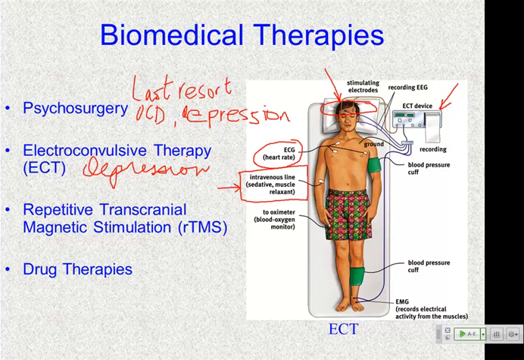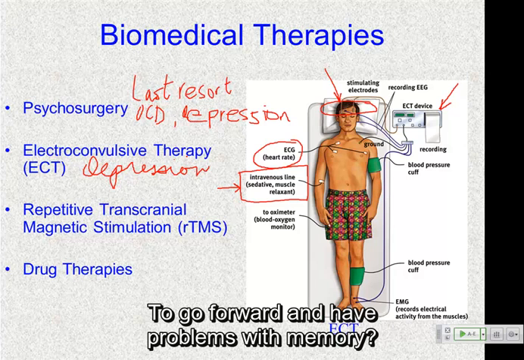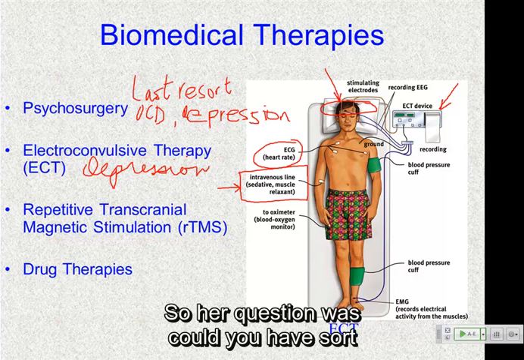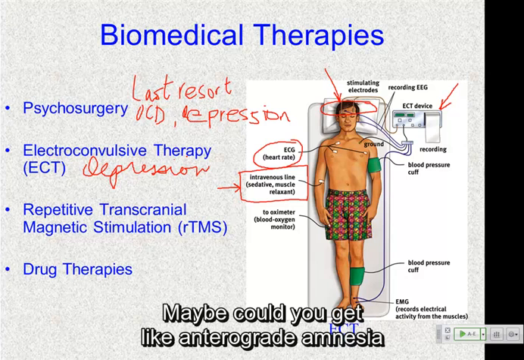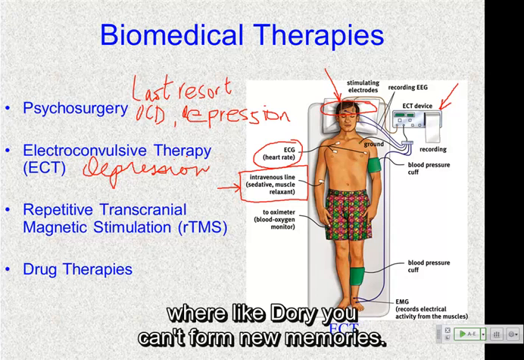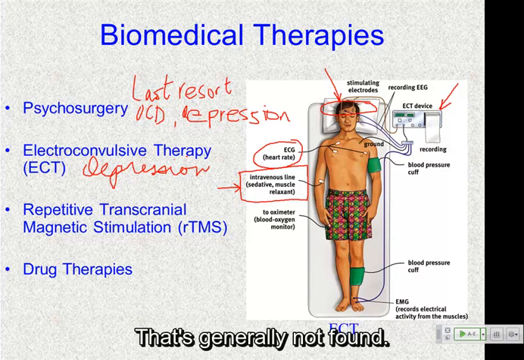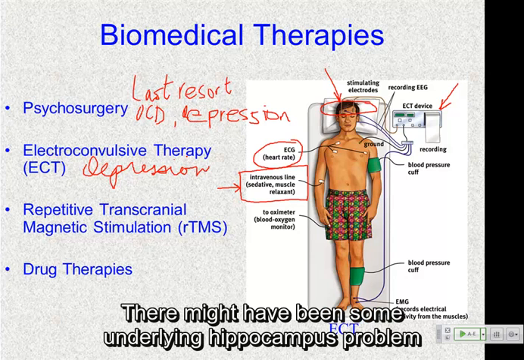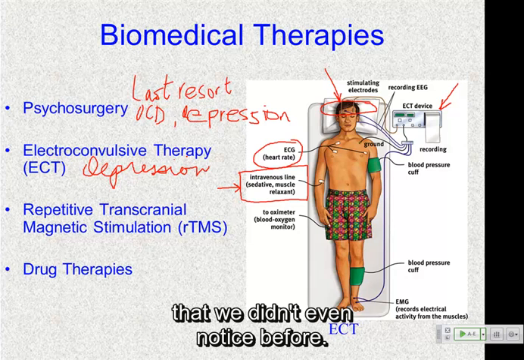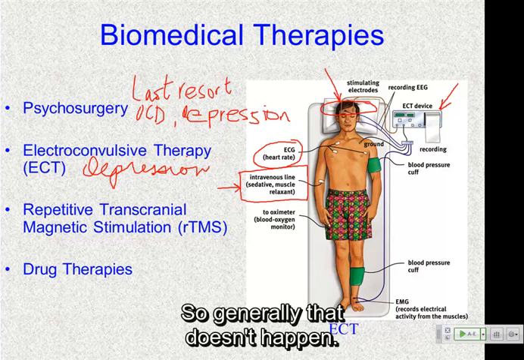To go forward and have problems with memory? Generally not. So our question was, could you have sort of persistent memory problems after this? Maybe could you get like anterograde amnesia where like Dory, you can't form new memories? That's generally not found. That would be very unusual. And I suspect that there might have been some underlying hippocampus problem that we didn't even notice before. Okay, so generally that doesn't happen.